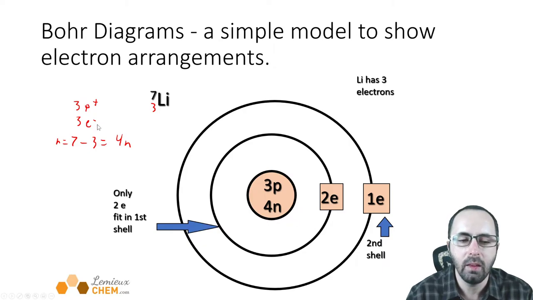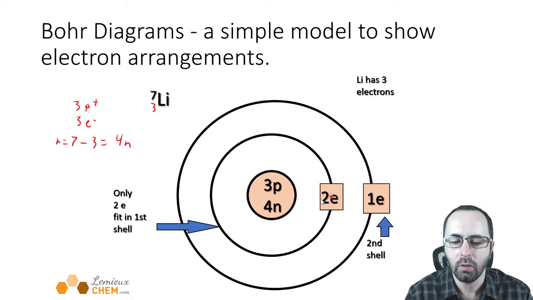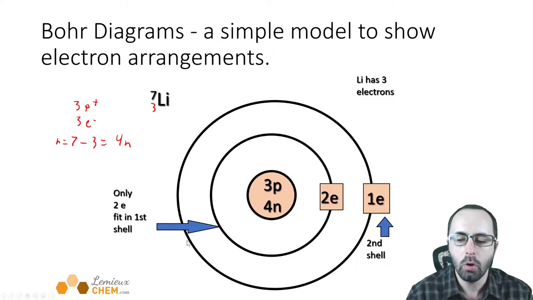So we see that lithium has 3 electrons, and it turns out that the first energy level in all atoms can only fit 2 electrons. So the first 2 electrons have gotten in the first energy level or shell. There's one more electron to go in lithium, so that third electron has to go in the second energy level or the second shell. And that completes our Bohr diagram for lithium. On the homework, I have you draw one Bohr diagram.